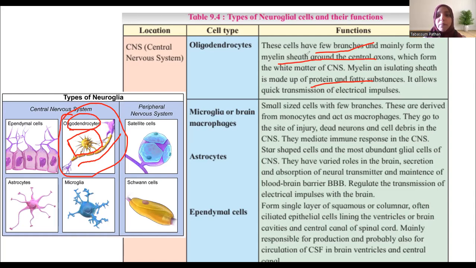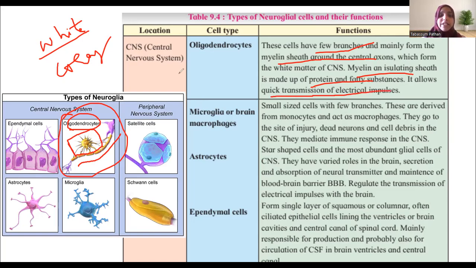They mainly form the myelin sheath around the central axon, which mostly makes up the white matter of the central nervous system. You must be aware of the white matter and the gray matter. Wherever the myelin sheath is present, that will give rise to the white matter of the brain, and its absence will be the gray matter of the central nervous system. Basically, myelin is the insulating sheath, made up of protein and fatty acids. What did we study about the myelin sheath? That its presence will allow quick transmission of electrical impulse.